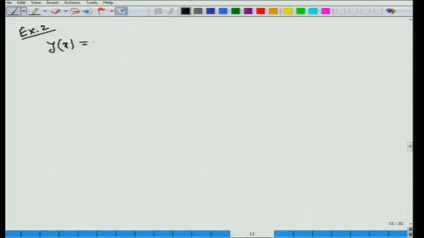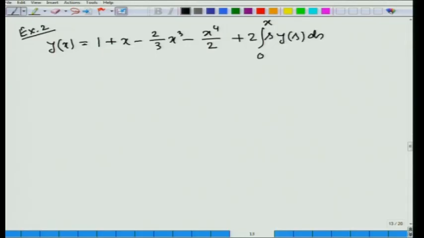y x is equal to 1 plus x minus 2/3 x cube minus x to the power 4 by 2 plus 2 integral 0 to x s y s ds. Again look at the kernel involved with this particular problem, it is only s here. So, that means if we use this particular series assumption about the existence of a series solution, that is sum from 0 to infinity c n x to the power n.